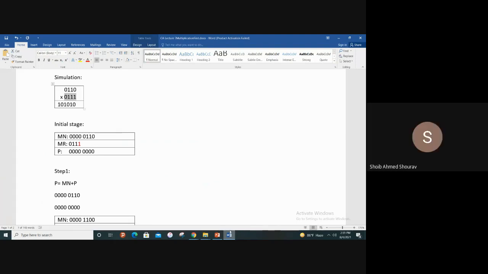P and mn will be double the size of mr. Yes, P and mn will be double the size of mr. So in case mr is of 8 bits, we have to take mn and p as 16 bits, right?